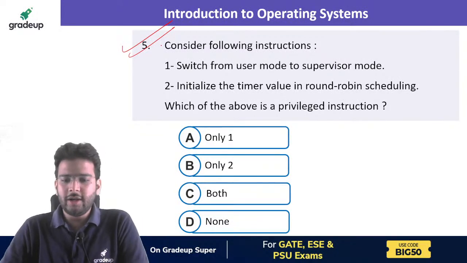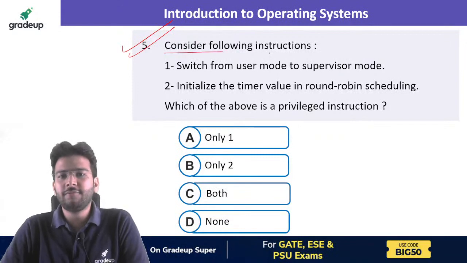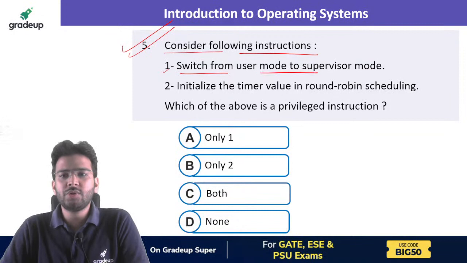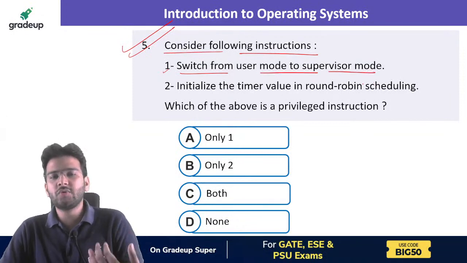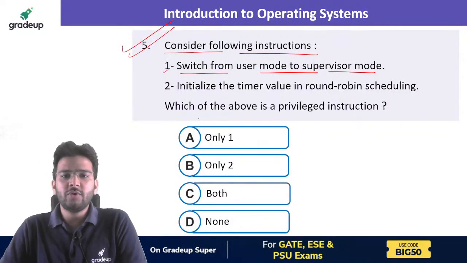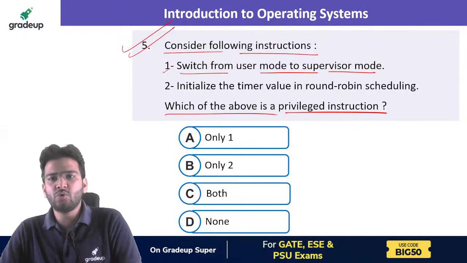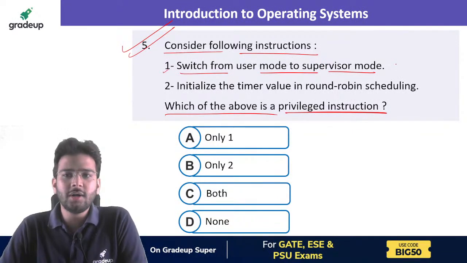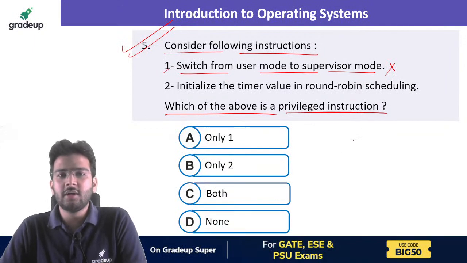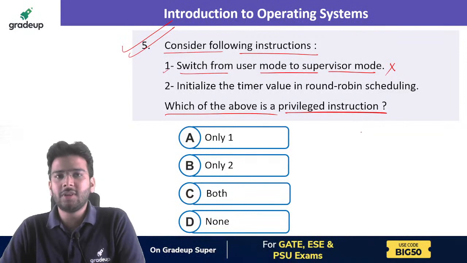Okay, so let's see this question now. Consider the following instructions. Statement 1 is switch from user to supervisor mode, or you can say switch from user to kernel mode. Which of the above is a privileged instruction? Is switching from user mode to supervisor mode a privileged instruction? No, this is not a privileged instruction, right? Because if you execute privileged instructions in the user mode, it will be treated as illegal instructions.